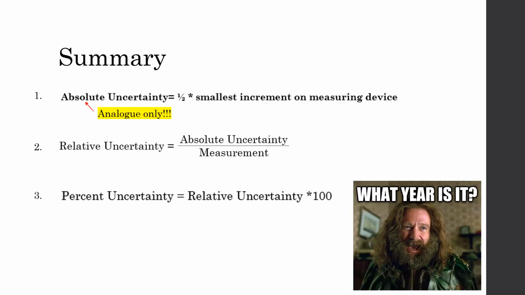All right, so just in case you fell asleep on some of the other slides, this is a summary of all the uncertainties that we just covered. So absolute uncertainty, and keep in mind this is specifically for analog only. For digital, you don't need to do a calculation, it is simply the smallest increment of that measuring device. But for absolute uncertainty for an analog device, that's going to be 1/2 times the smallest increment on your measuring device. Then for relative uncertainty, that's going to be your absolute uncertainty divided by your measurement. And then for percent uncertainty, that's going to be your relative uncertainty times 100.